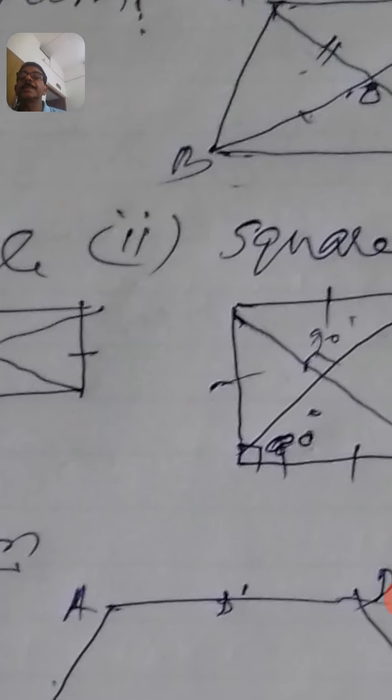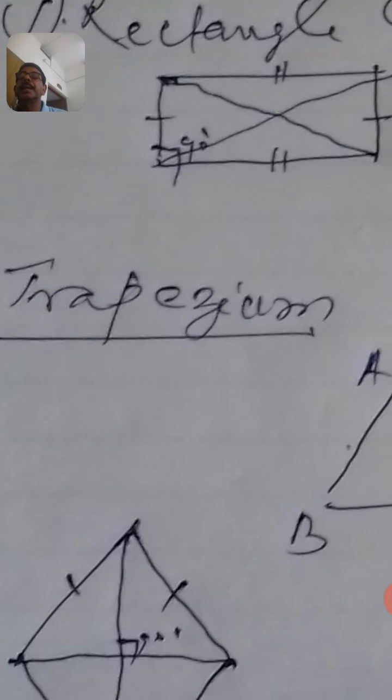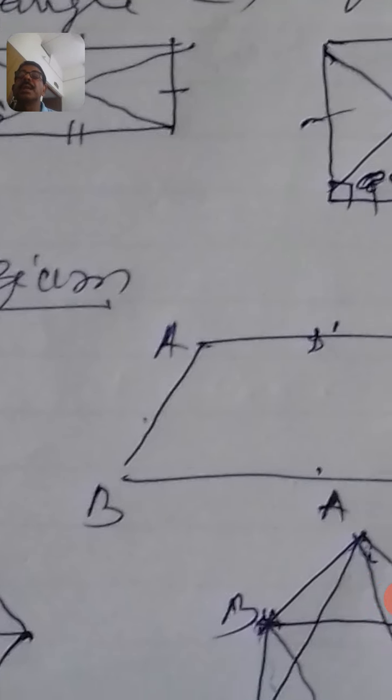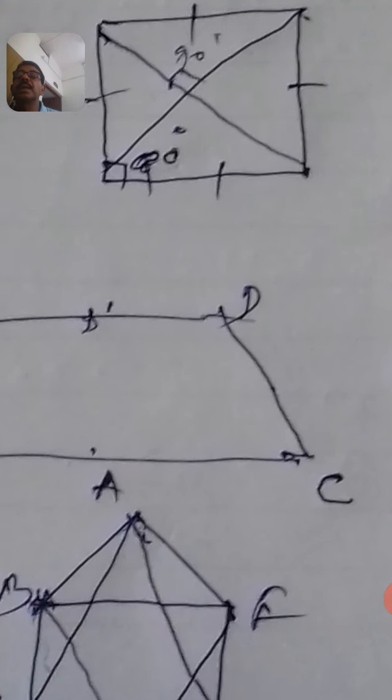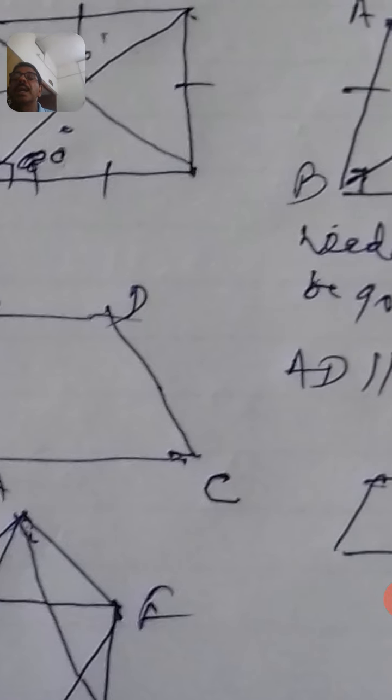Now you see, a rectangle is a parallelogram because opposite sides are equal and parallel. Here each angle is 90 degrees and two diagonals are of equal length. A square is also a parallelogram with all sides equal, each angle at 90 degrees, and diagonals in both rectangle and square bisect each other, but in a square it bisects at right angle.